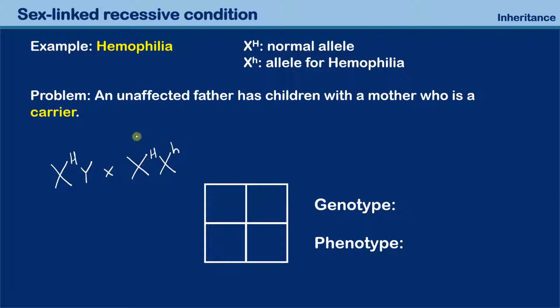So carriers, okay, in this case are heterozygous, not only in relation to sex linkage, but right now I'm simply using this as an example. So both parents do not have hemophilia, are not affected, are healthy. But let's have a look at the children.